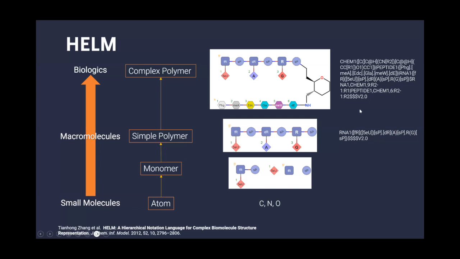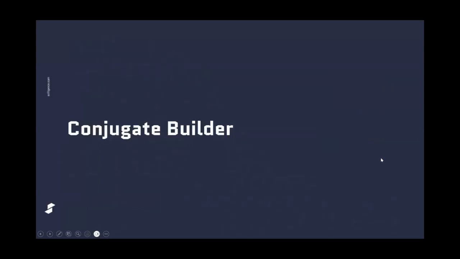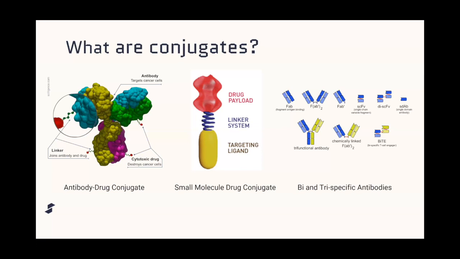So Scotty's going to give a really nice talk after this one, going more in depth on HELM and the journey that we've had on molded HELM capabilities. But because of HELM, we're now able to create a conjugate builder. And this is going to allow us to address the next generation of therapeutics. I'm going to talk now about our conjugate building capabilities. Before I do so, though, what are conjugates?